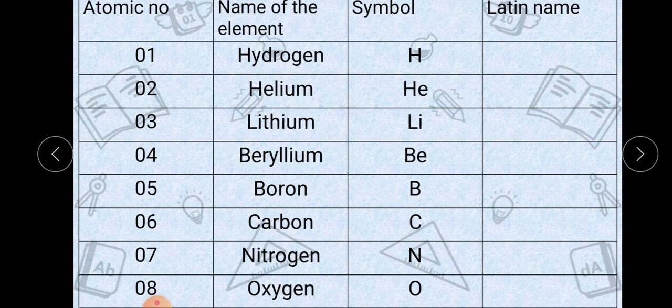Second, helium, symbol is He. Third element is lithium, Li. We already see lithium in mobile batteries, which are made up of lithium ion batteries. Fourth is beryllium, symbol is Be. Fifth, boron, symbol is B. And the sixth element is carbon, with the symbol C, and carbon is a widely used element in the earth crust. Maximum compounds are made up of carbon compounds only.